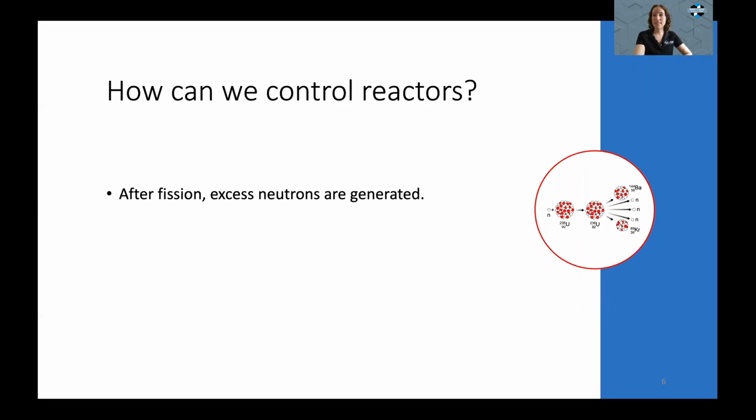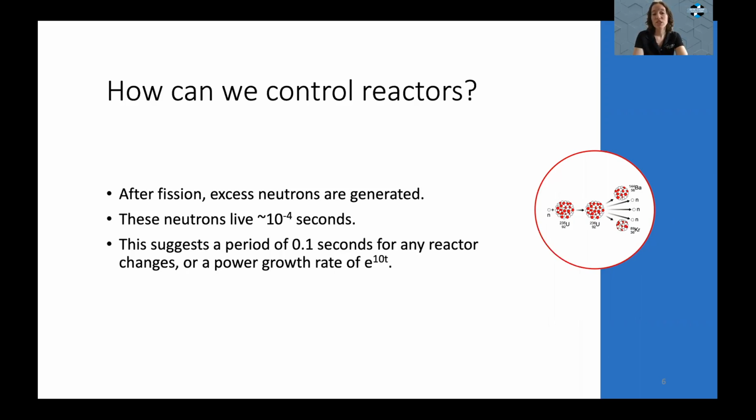Since we are talking about transients, it's important to know how we model transients in a nuclear reactor. The first thing you might be wondering is, how can we control reactors? During the fission process, when a neutron bombards a heavy nucleus, that nucleus splits into 2 smaller nuclei. It also releases excess neutrons. These neutrons live for much, much less than a second, which suggests a period of only 0.1 seconds for any reactor changes, which is completely not feasible for a human to be able to intervene in that time.